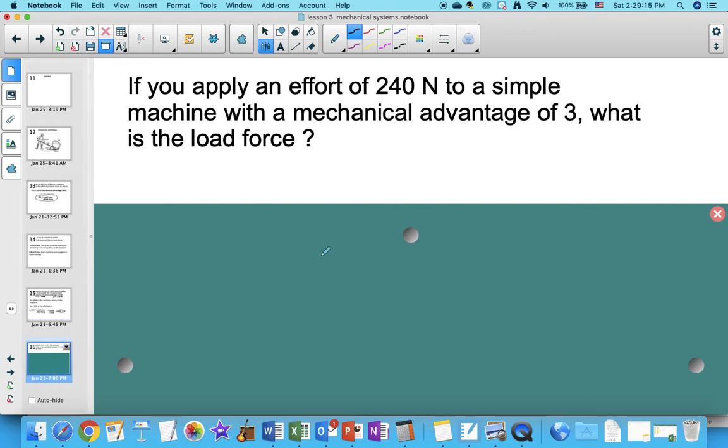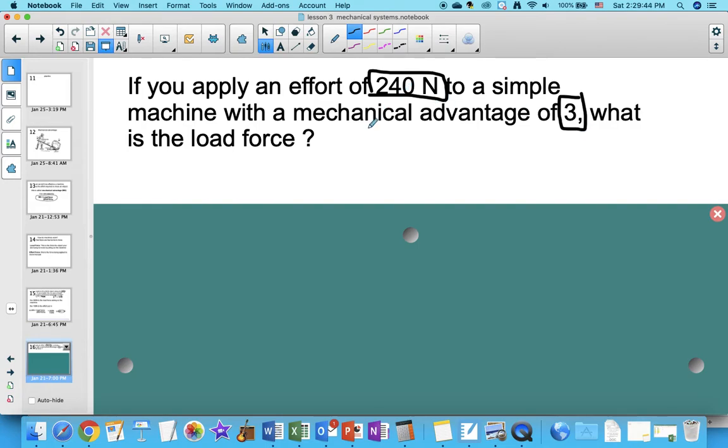So another example we could do is if you apply an effort of 240 newtons to a simple machine, and the machine has a mechanical advantage of 3, what is the load force? What is the load force? Well, the load force is the force applied by the object. The effort force is what we're applying, so we're applying 240, and the mechanical advantage is 3.